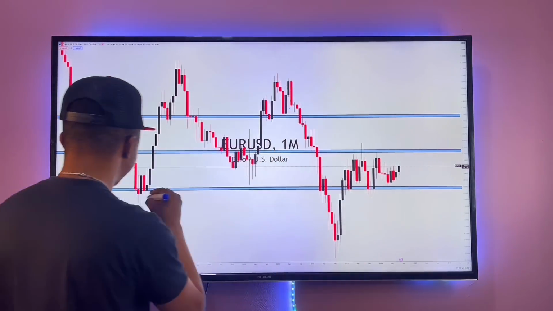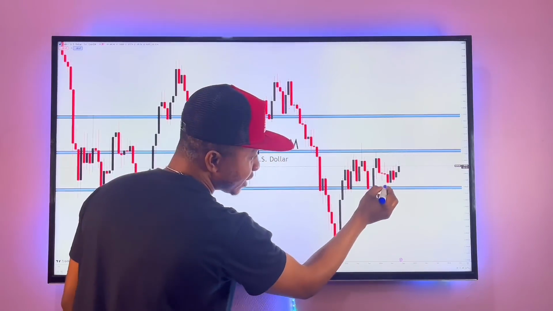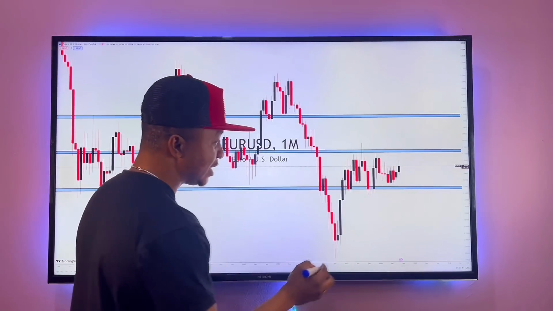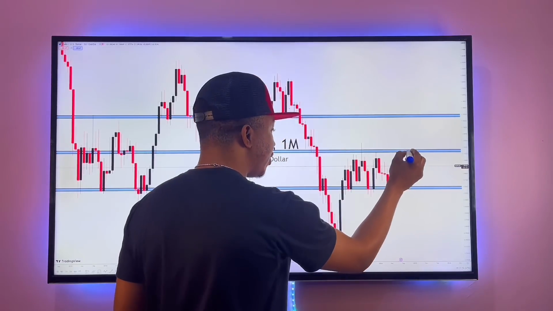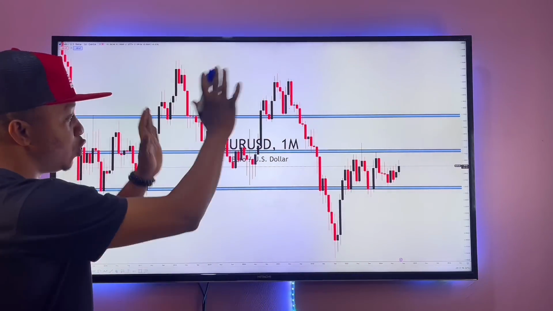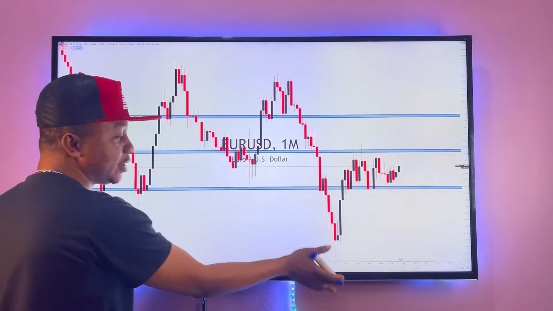Anytime it makes contact. Now once price has made contact recently here, we are seeing the exact same thing, buy pressure pushing the market all the way to the upside. And if you look closely at the entire chart on the monthly, this is also an uptrend.